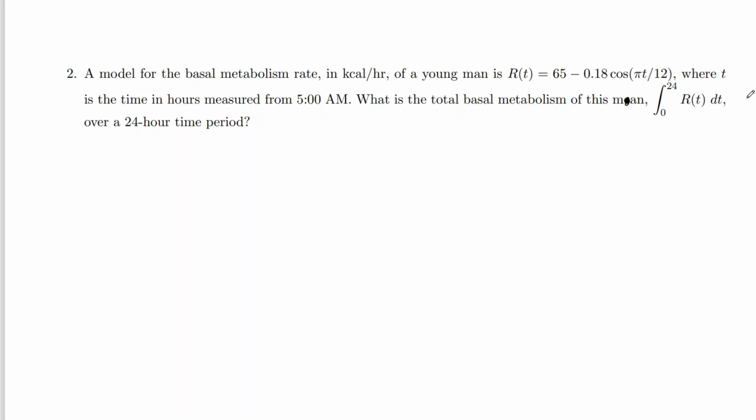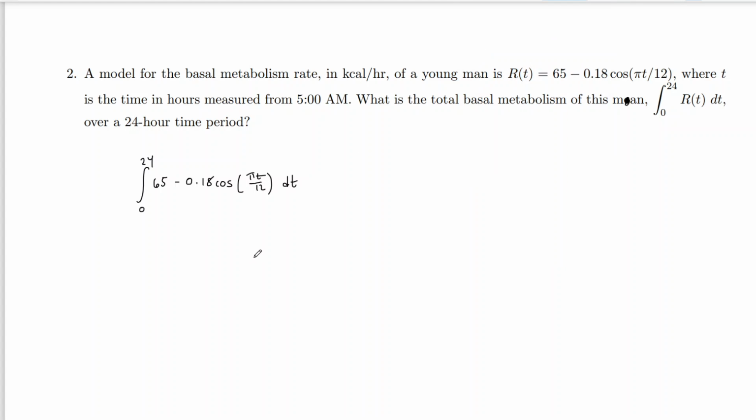And it even tells you how to do that. The integral from 0 to 24 of your rate of change over a 24-hour time period. Now you can imagine why this is a trig function: it's periodic. What happens on one day should happen pretty much the same on the next day. And we really only want to do the problem that it's telling us. We want to integrate from 0 to 24. And we have the function 65 minus 0.18 times cosine of pi t over 12, and then we want to make sure we do dt.